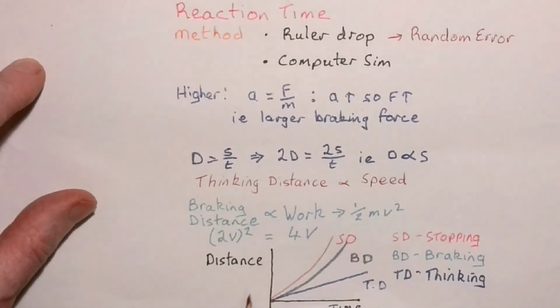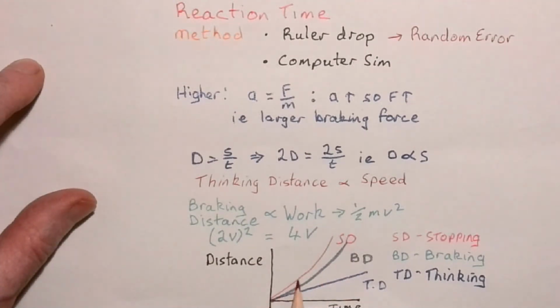So when we put this into a distance speed graph, we'll see that since the thinking distance is proportional to speed, it is a straight line through the origin, whereas the braking distance is proportional to the velocity squared, so you get this upwards curve. So in other words, if you double the velocity, you get 4 times the braking distance. Add the two together for your stopping distance, so your stopping distance curve is the braking distance curve added on to the thinking distance straight line.